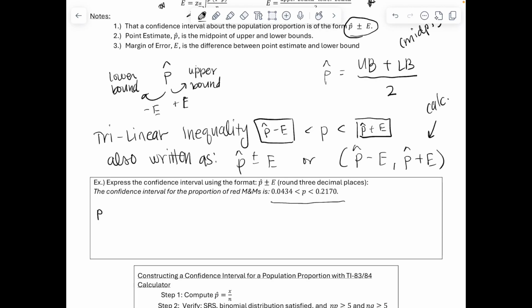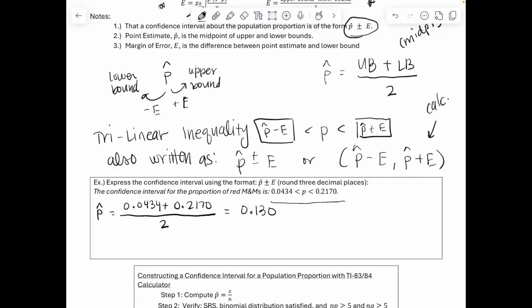So our p hat, using the formula up above, is our upper bound plus our lower bound. So this is going to be 0.0434 plus 0.2170 divided by 2. When you work this out on your calculator, you get 0.130.